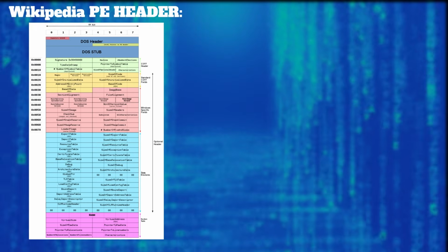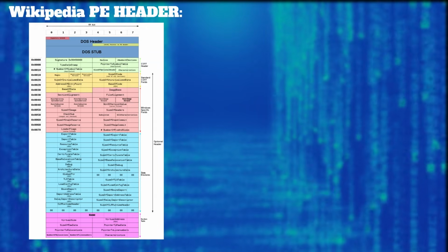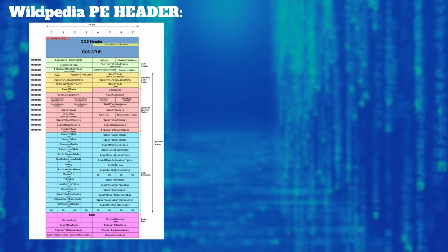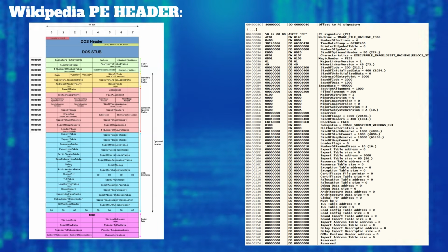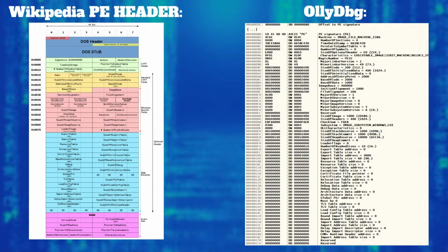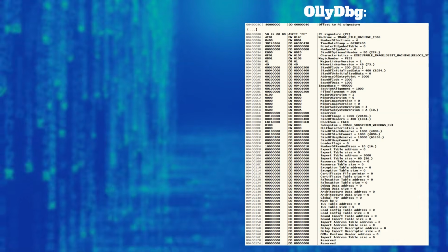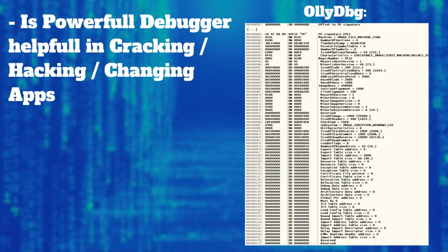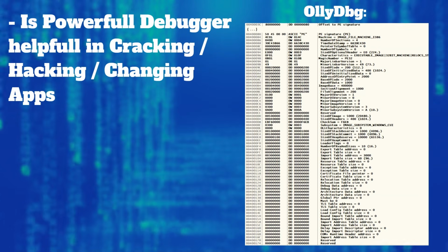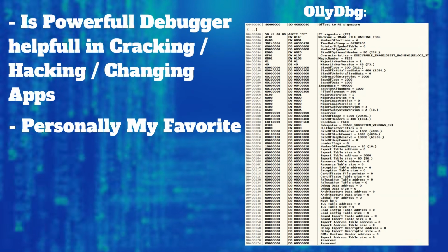This is how Wikipedia shows us the PE header. For someone who is just starting their adventure with hacking, it looks quite strange. This is how OllyDbg shows us the PE header, and in this video, we'll recreate this. OllyDbg is a free and very powerful tool for debugging, cracking and changing apps. Personally, my favorite.